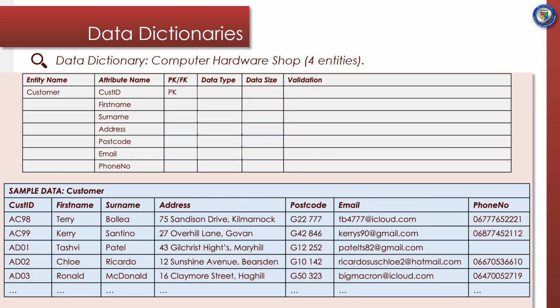The first entity we will look at is the customer entity. We can see the sample data at the bottom of our image and our data dictionary at the top. We can see that we have our entity name entered into our data dictionary, along with the 7 attributes that we have within this entity. We've also identified the key field, which is the customer ID, as the primary key.